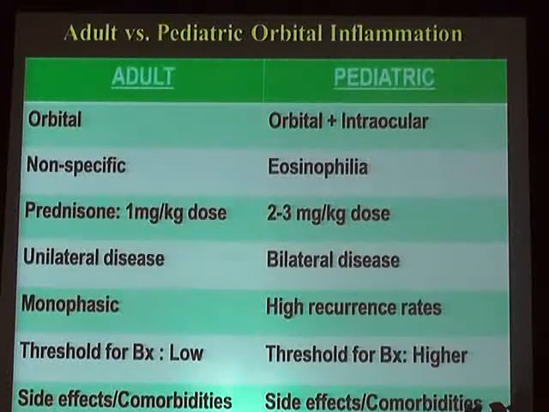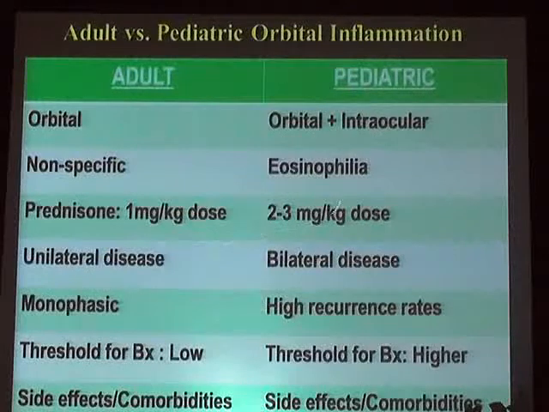So this is the last slide I'm going to show you. Are all non-specific idiopathic orbital inflammatory disorders the same? In children and adults, they're quite different. Number one, adult orbital inflammatory disorders are truly orbital inflammatory disorders, whereas a good proportion of pediatric orbital inflammatory disorders have intraocular inflammation. These seem to be associated with a higher amount of eosinophilia. Full blood count does have value.